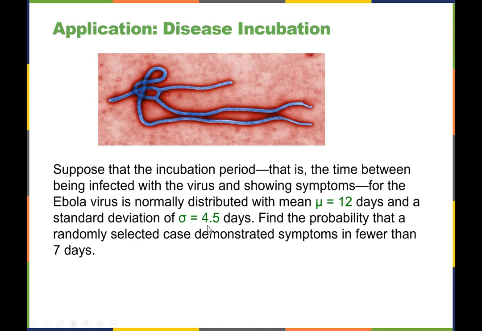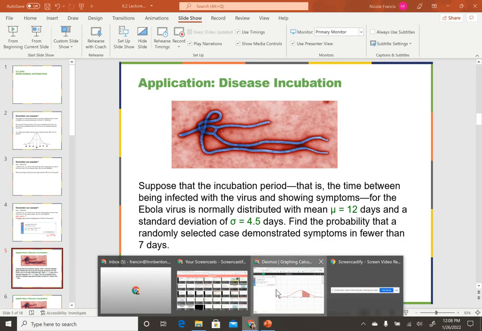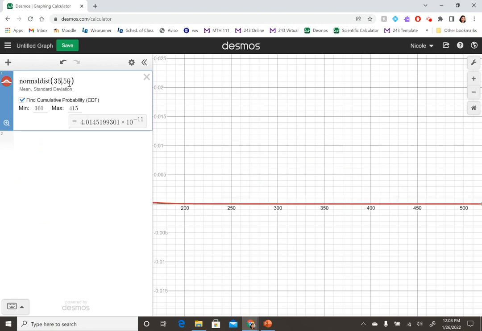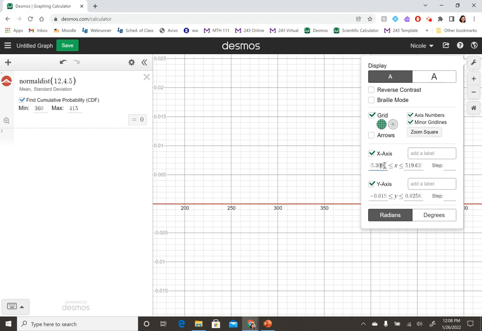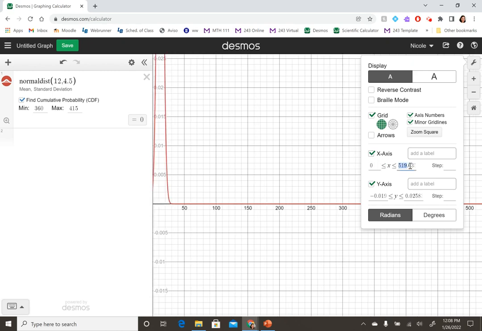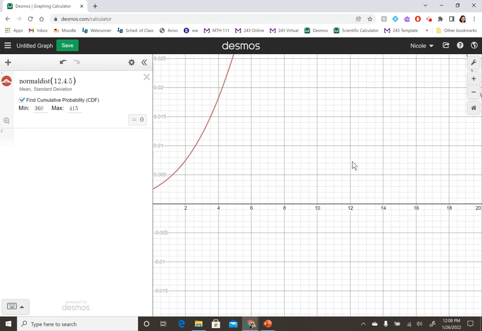So this one, the mean is 12 and the standard deviation is 4.5. Going to Desmos, mean is 12 and the standard deviation is 4.5, I hope, because I don't remember. Yep. Again, now our graph went away because we have our mean way out at 350. We need to go back and check the x-axis to be between 12 and 4.5. So let's go to 0 and then maybe a max value of 20. Okay, see how that got it.